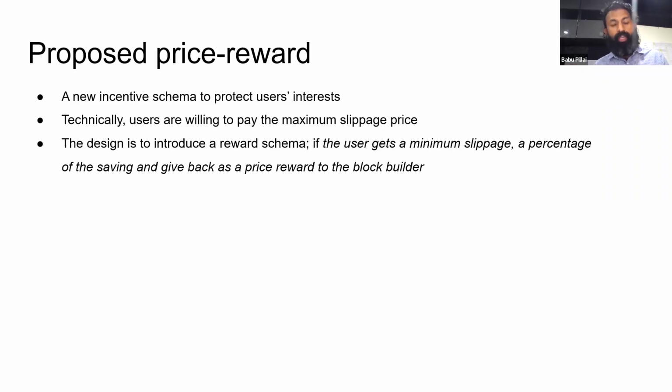Now, we can design a system where I'm saying the slippage, but there is a reward for getting a lower slippage. So we need to design a reward scheme. If a user gets a minimum slippage, then a percentage of the slippage he's saving will have to go back to the builder.